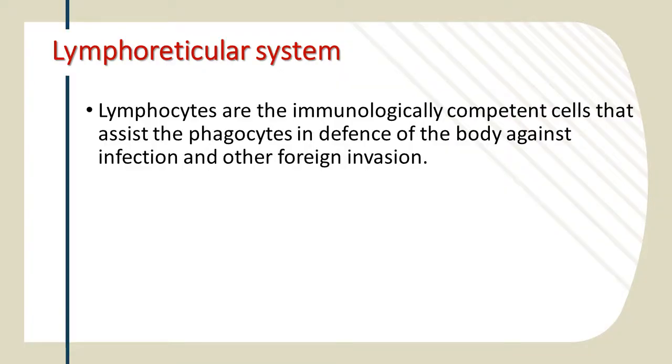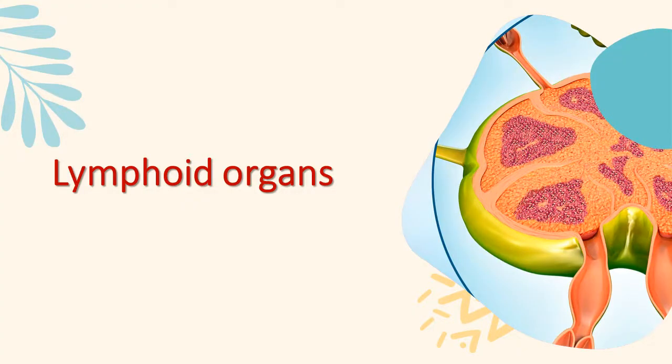We all know that the lymphocytes are the immunologically competent cells that assist the phagocytes in defense of the body against infection and other foreign invasion. To start with, I'll try to outline the primary and secondary lymphoid organs. Herein, the structure of the lymph nodes and spleen will be considered. Subsequently, I will try to talk about certain causes of the splenomegaly as well as hyper and hyposplenism.